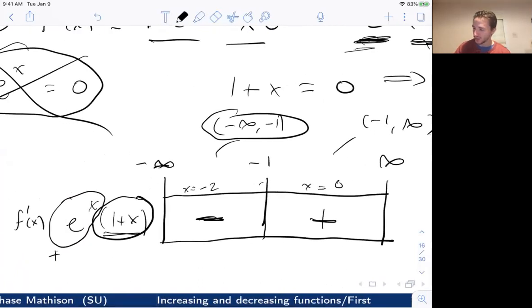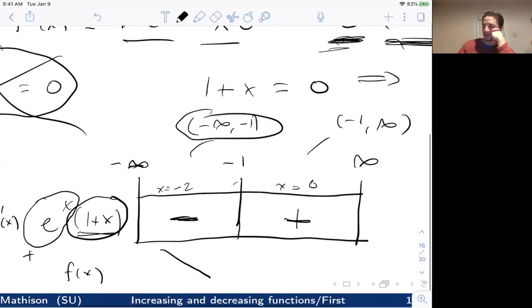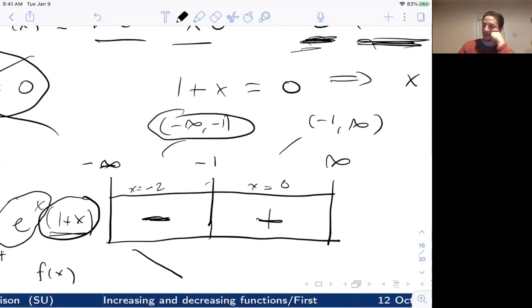of x. I always like to draw what f of x roughly is doing underneath my table. So f of x on the interval -infinity to -1, well, f prime of x is negative there. So f of x has to be decreasing, right? And then in the interval -1 to infinity, f of x is increasing there because f prime of x is positive. So f of x is increasing.